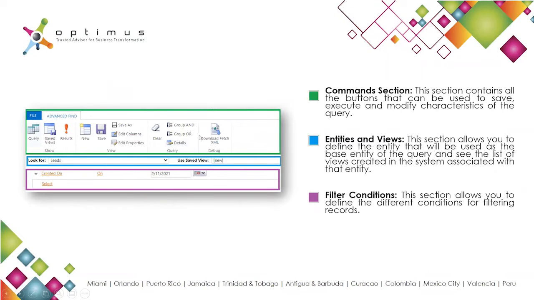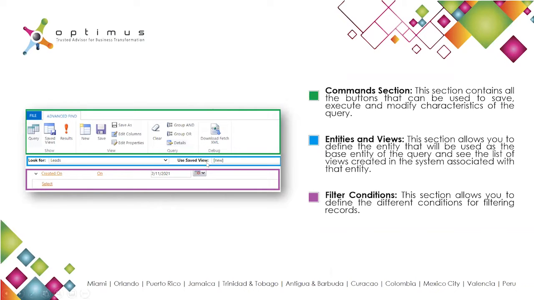So this window is going to be divided in three sections. The first one is going to be the command section that basically includes all the icons and all the functionality that you could use in this option. That is going to be the green one, this section. That is going to allow you to click in all the buttons and use all the functionalities here. The second section is going to be the entities and the views. In this section, you could select the entity that you want to use, like the base entity for your query, for your search.